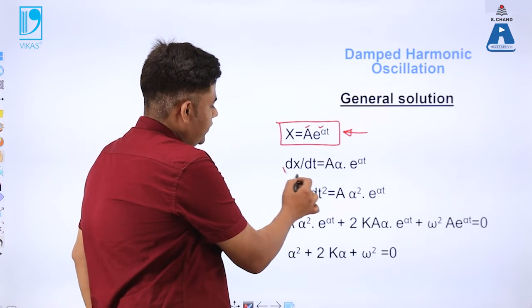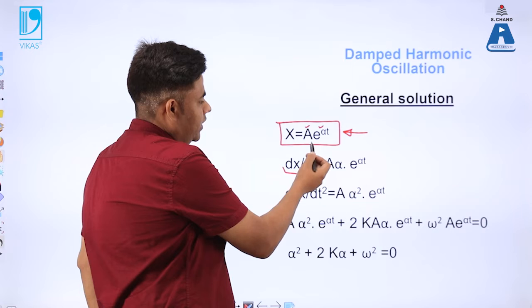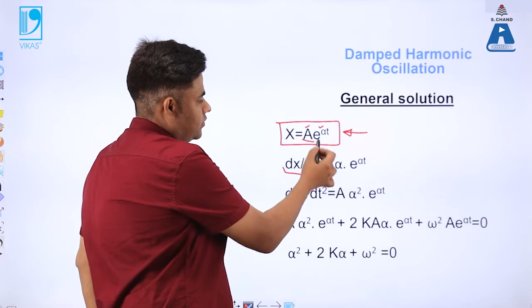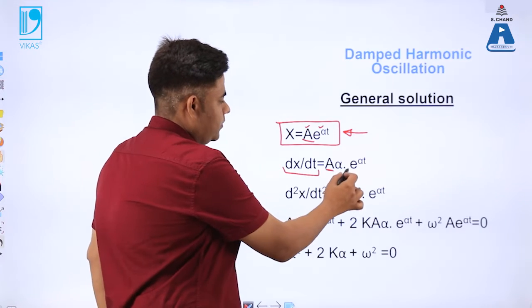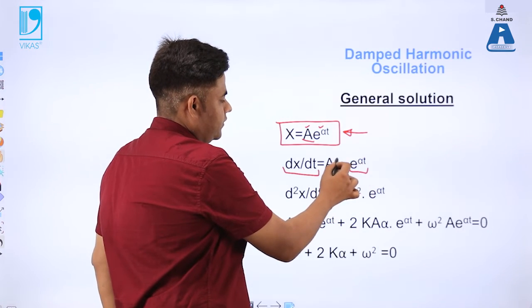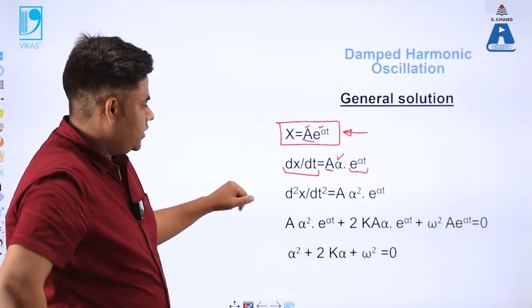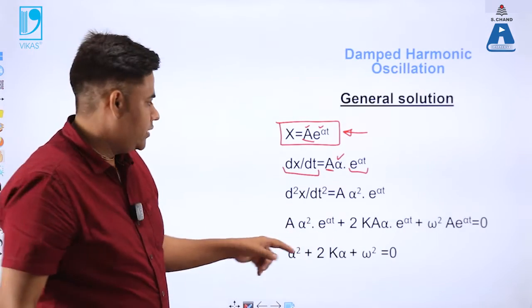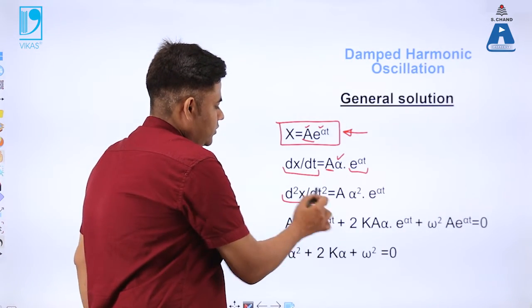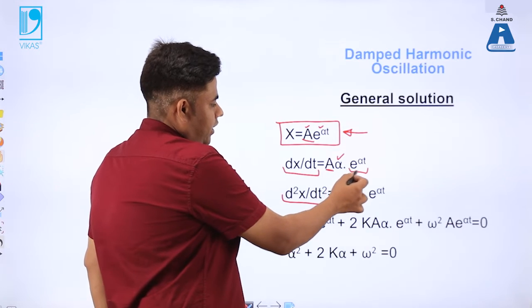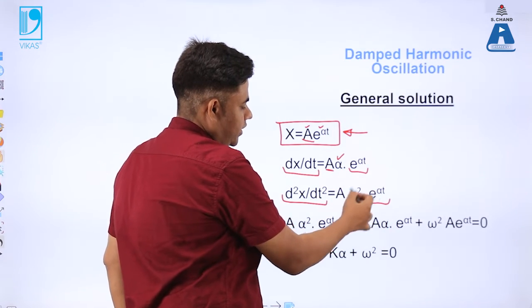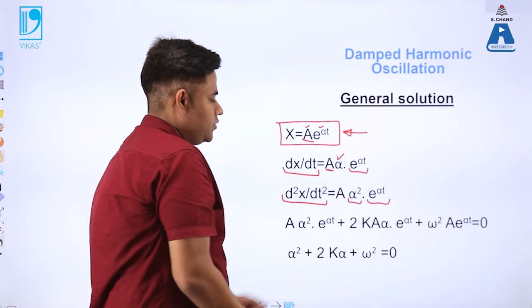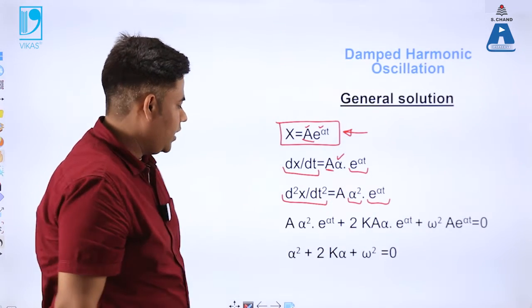So after differentiating with respect to t, what do I get? A is constant, so a remains constant. The derivative of e raised to the power alpha t is e raised to the power alpha t into alpha. I need to substitute d2x by dt square also in the equation, so I need to differentiate this also, which is a e raised to the power alpha t, whose derivative is e raised to the power alpha t into alpha again. So a alpha square e raised to the power alpha t.